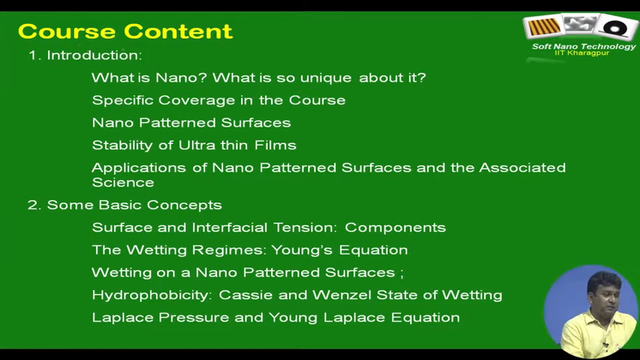So, we had a pretty longish introduction. You should now know what nano is and what is unique about it. Apart from the quantum size effect, the length scale of 100 nanometers is very important, because between two surfaces, that is the range where van der Waals forces remain active. That leads to issues related to spontaneous instability in films.